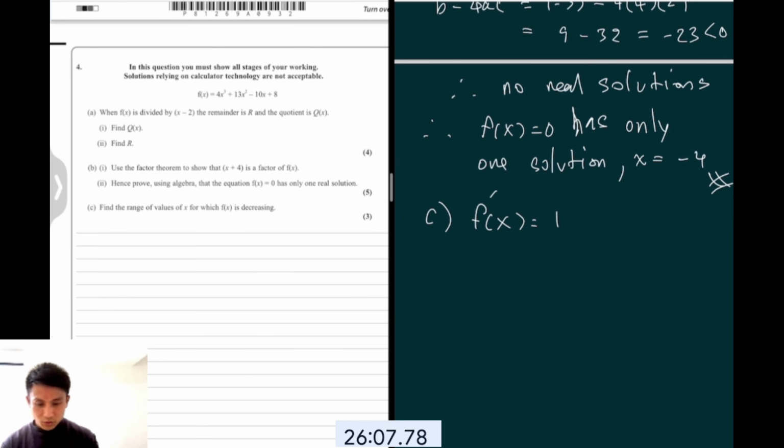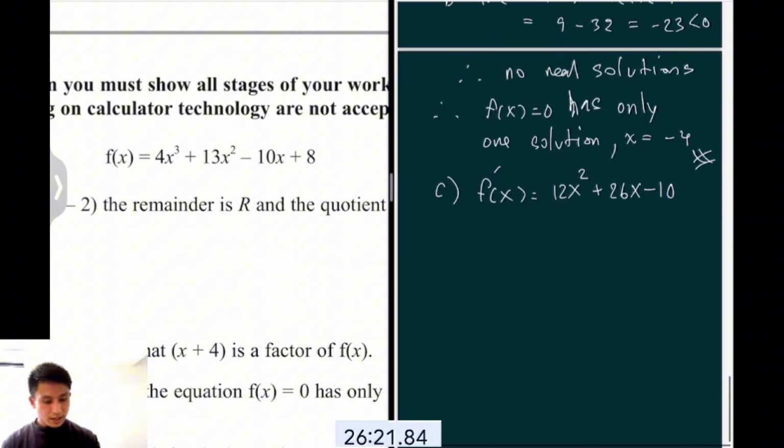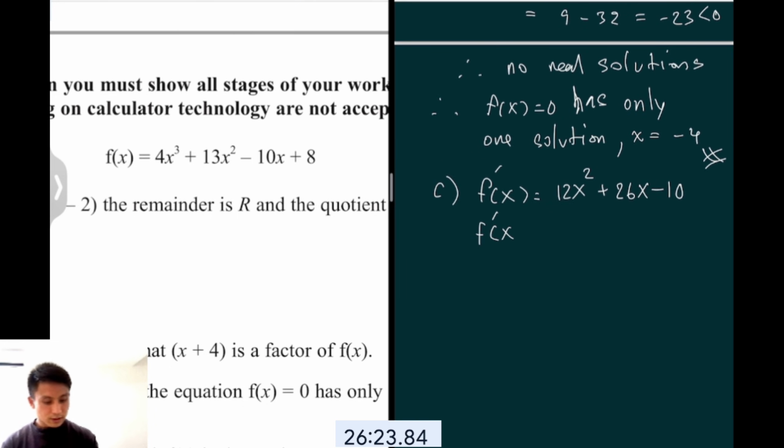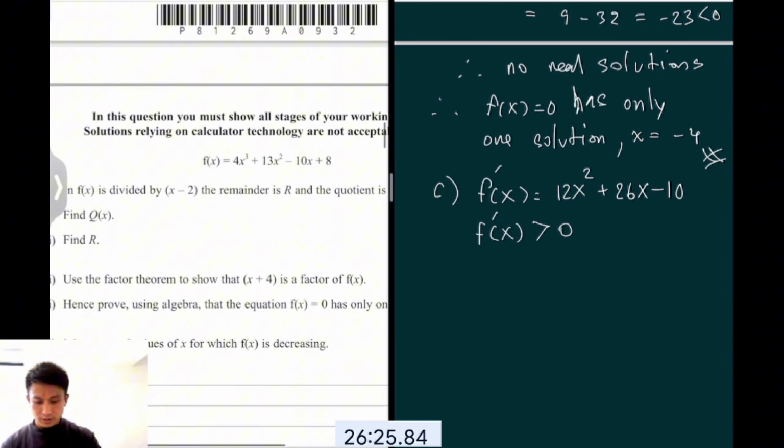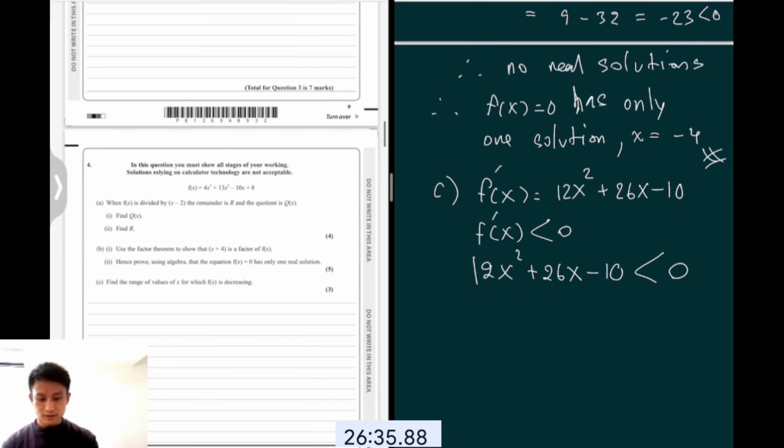That would be 12x squared. I'm just differentiating the expression here. Yeah. 12x squared plus 26x minus 10. You guys can all do that, right? I'm just checking. Yep. And then we put that to greater than 0. Wait, decreasing, sorry, less than 0. So 12x squared plus 26x minus 10 less than 0. And then we find a solution for this.